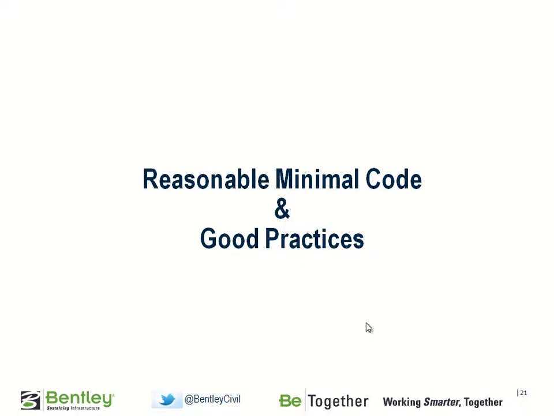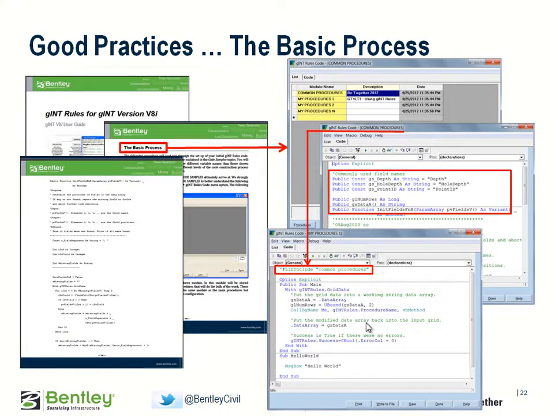The purpose of it was to show where gINT rules code is written and in which places in gINT it can be reused. But there is a reasonable minimum code and good practices that we recommend when writing gINT rules. These good practices and minimal code are well outlined in the gINT rules guide for gINT version v8i. As mentioned before, this guide can be found on the docs.bentley.com website. Let's go to that site.